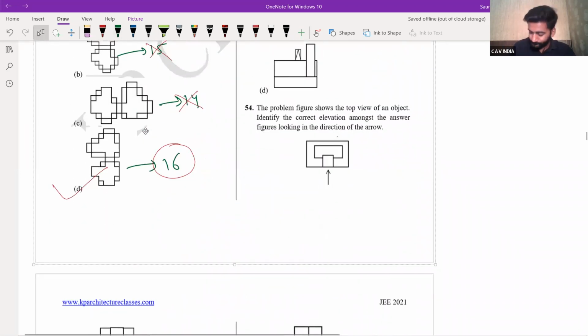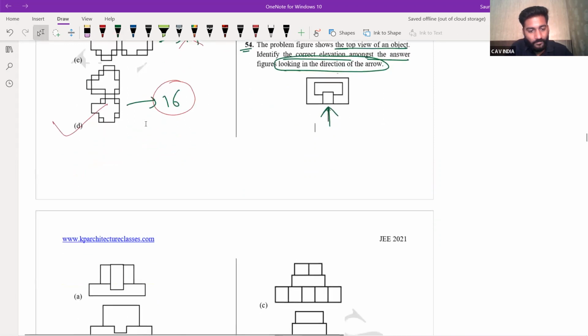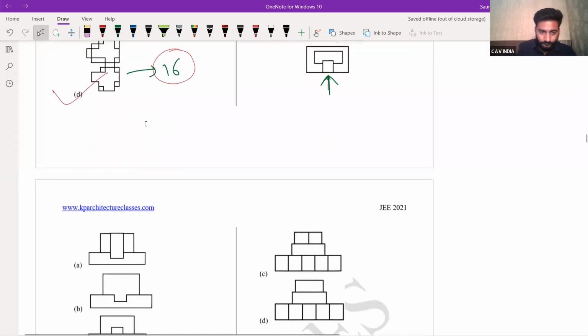It's like in question 54, they are saying that the top view of an object is given. Identify the correct elevation among the following answers, looking in the direction of the arrow. So, okay, we need to look at it from this side. First thing, there would be something at the base. Then this is in the plan. So a tower kind of thing would be there. Towards the back of it, there will be this object.